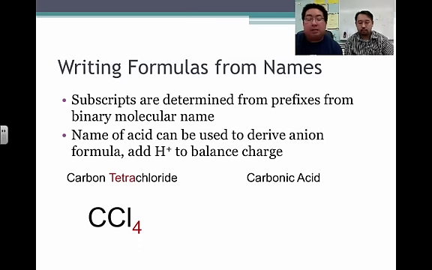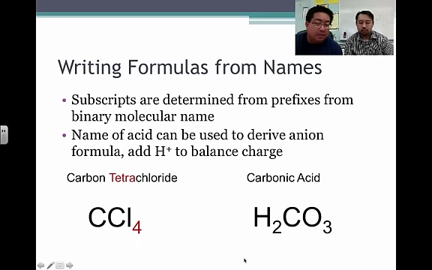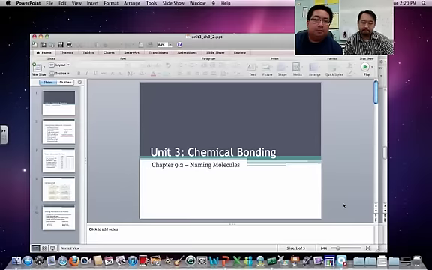And remember, you add H pluses to cancel out the negative charge. And because CO3 has a 2- charge, you need 2 H pluses to cancel that out. Hence, H2CO3. And this is something we'll practice, obviously. Right. That's it.